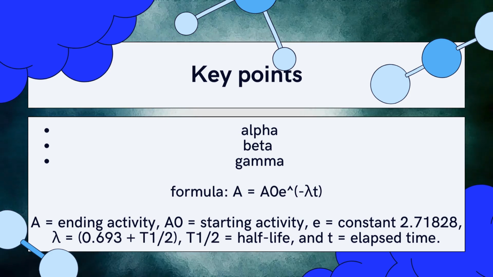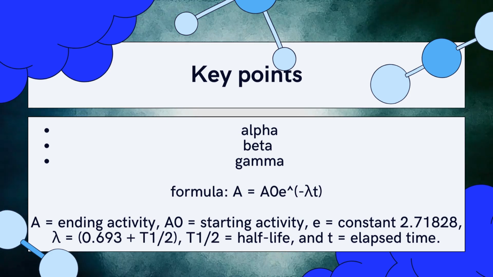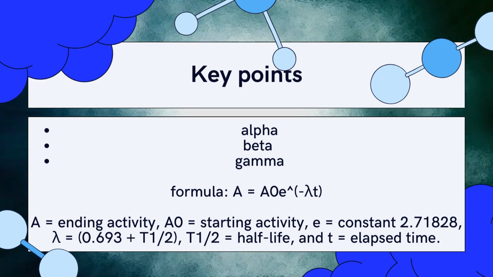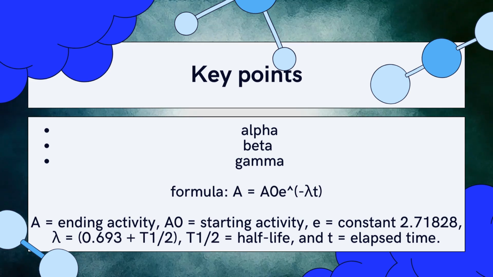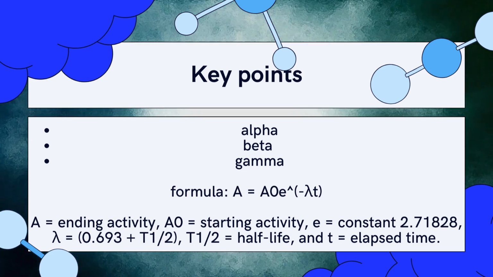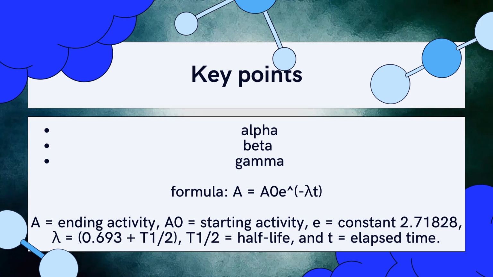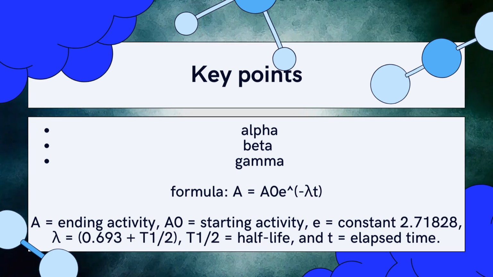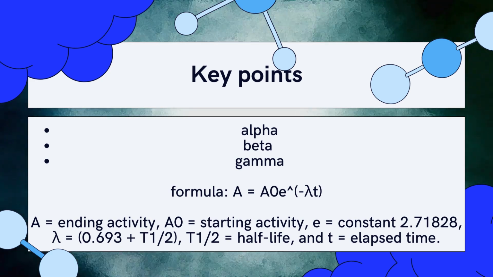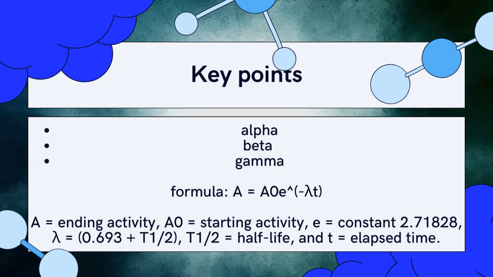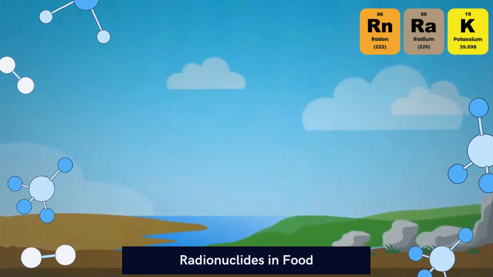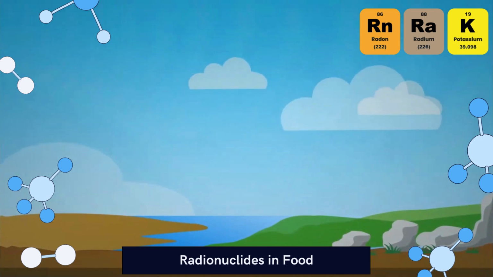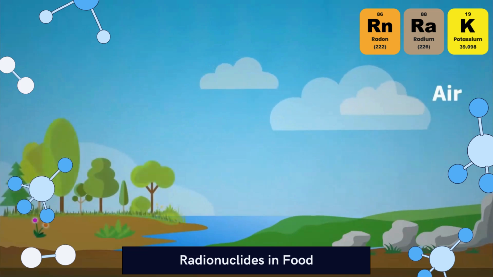The decay process can be described using the following formula, where A is the ending activity, A0 is the starting activity, e is the constant 2.71828, lambda is 0.693 divided by T1/2, with T1/2 being the half-life, and t being the elapsed time. The presence of naturally occurring radionuclides in the environment and food also contributes to the background radiation exposure.